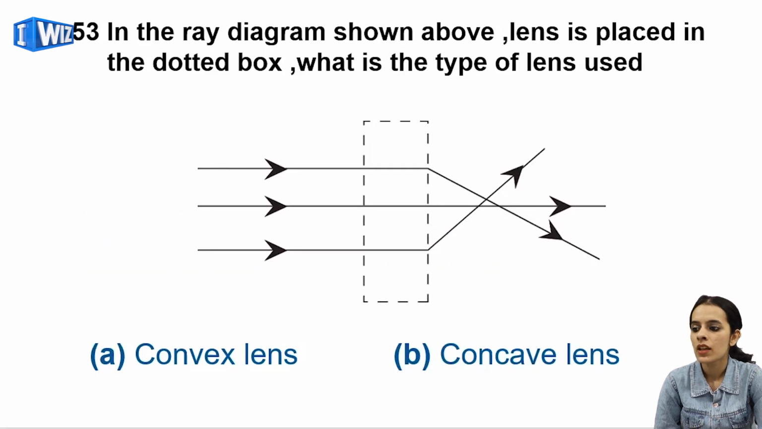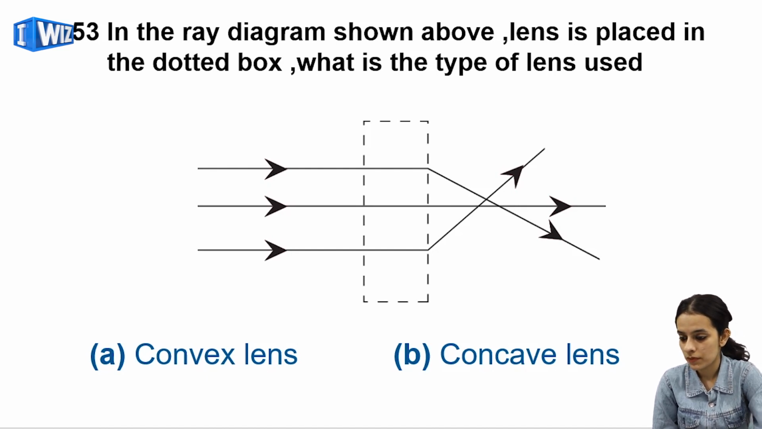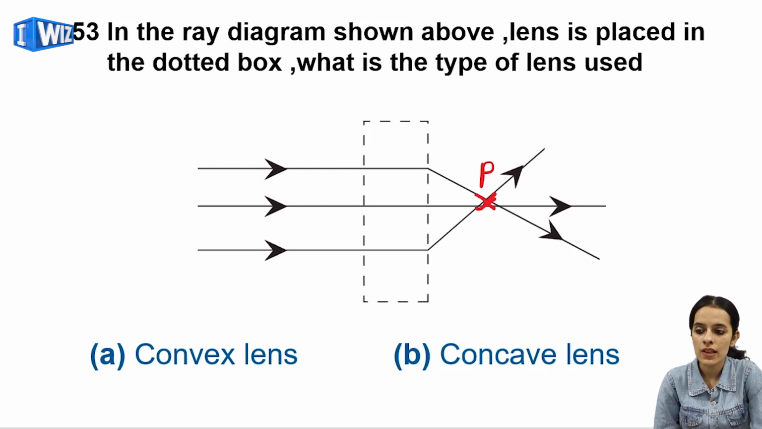Okay, next. In the ray diagram shown above, the lens is placed in the dotted box. What is the type of lens used? As we can see here, the rays of light are converging at a point, let's say point P. So which lens converges rays of light? This one, convex lens. A concave lens always diverges rays of light falling on it, and a convex lens always converges them. As we can see, rays of light are meeting at one point.